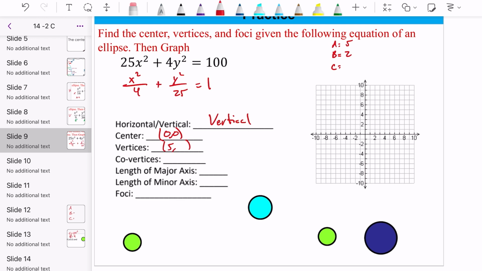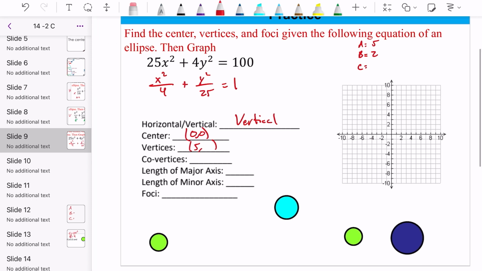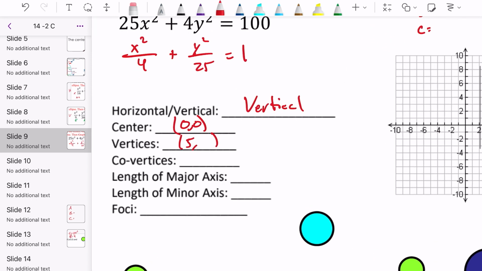Now, for the co-vertices, remember you're looking at B, so you're looking at 2, 0 or negative 2, 0.